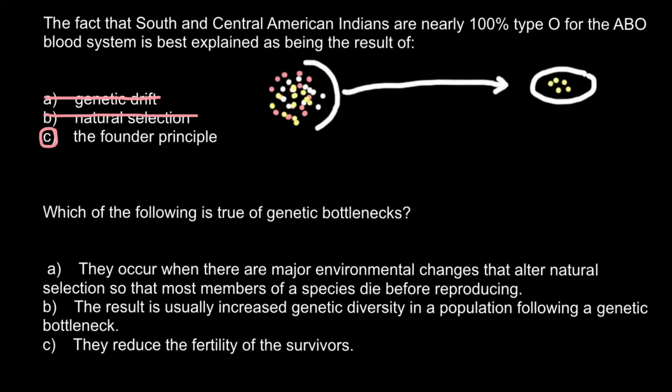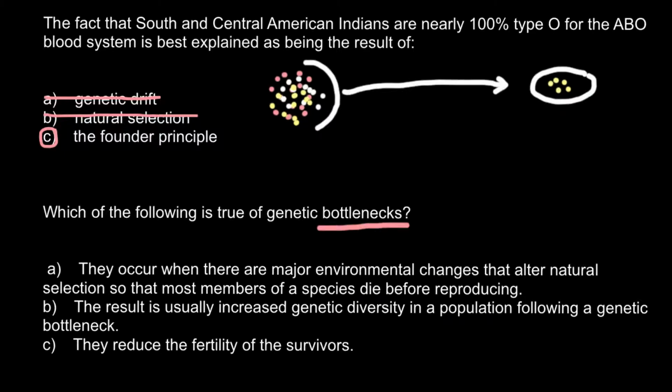And next question: which of the following is true of genetic bottlenecks? Answer A, they occur when there are major environmental changes that alter natural selection so that most members of a species die before reproducing. Answer B, the result is usually increasing genetic diversity in a population following a genetic bottleneck. And answer C, they reduce the fertility of the survivors. So what is a bottleneck?